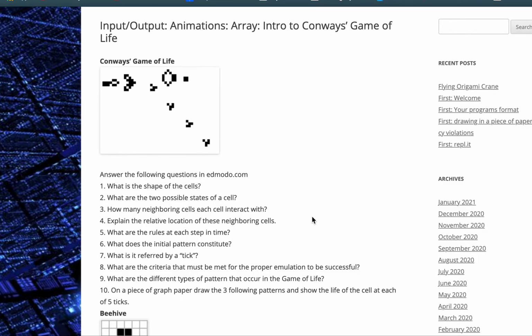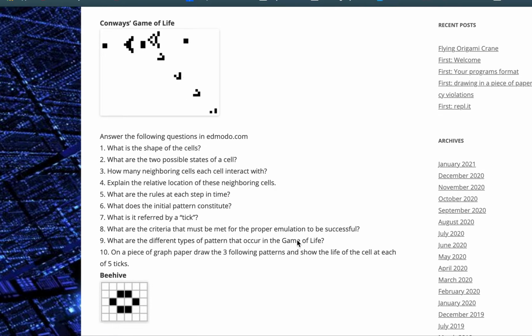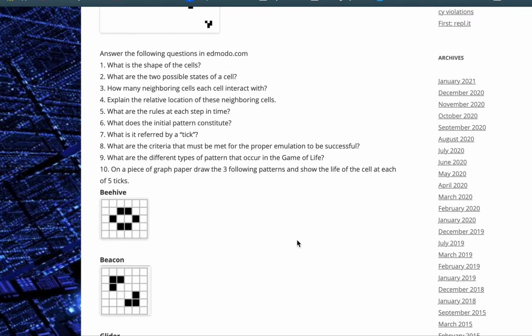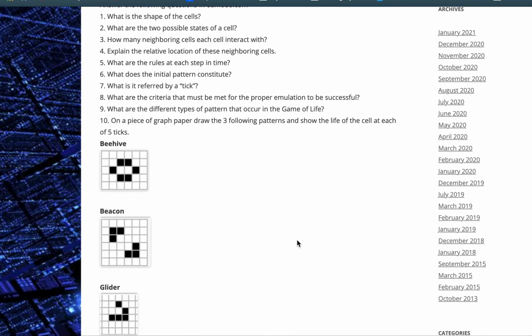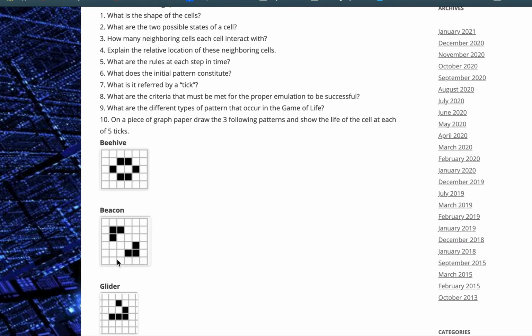Number 3, how many neighboring cells does each cell interact with? Well, there should be a total of 8 of them, right? So if we look at one of these locations right here, let's take a look at this one. You have above, below, left, right, and then you have the diagonal ones. In total, there are 8 of them.